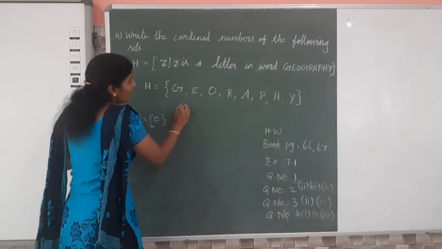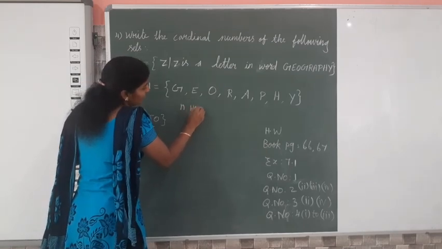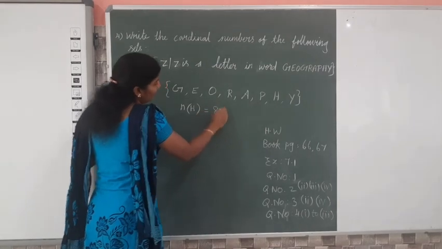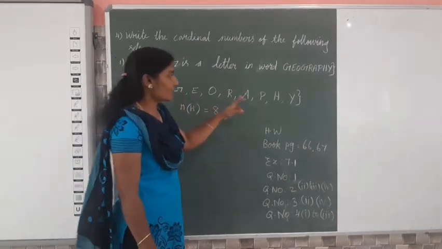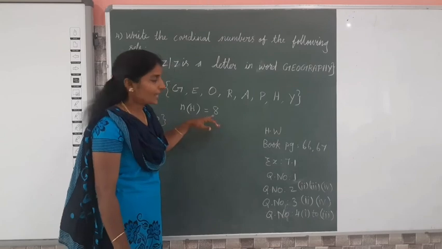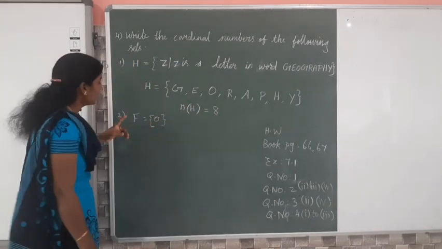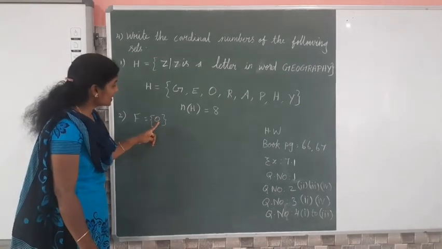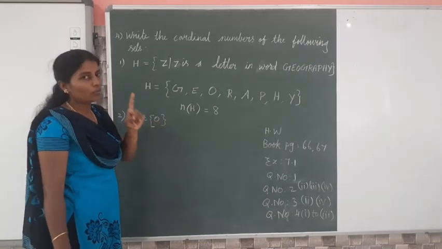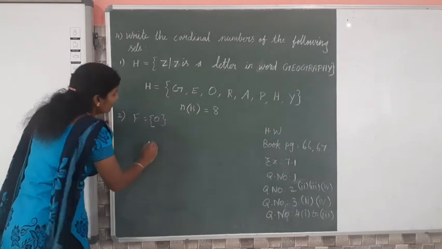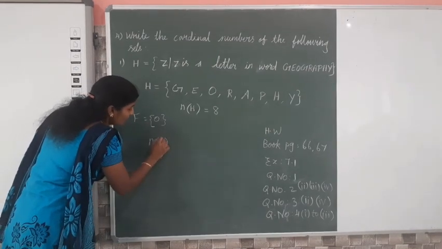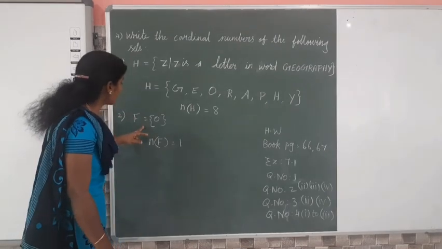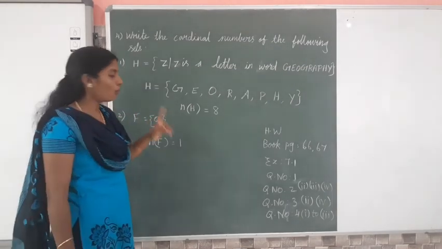So we can write N of H is equal to 8 because here 8 elements are there. Okay. Then next one, F is equal to 0. Inside the set bracket, we have only one element. So we can write N of F is equal to 1. Cardinal number of set F is equal to 1.